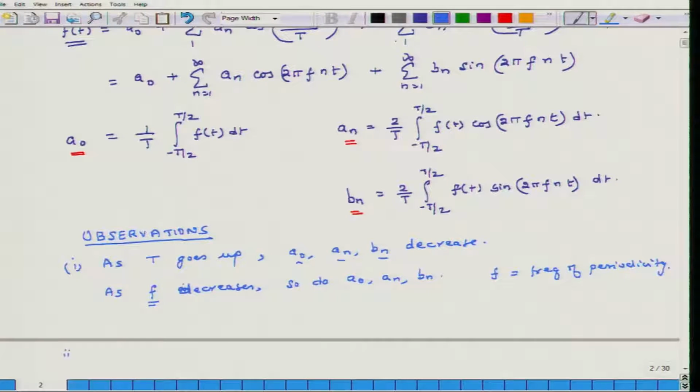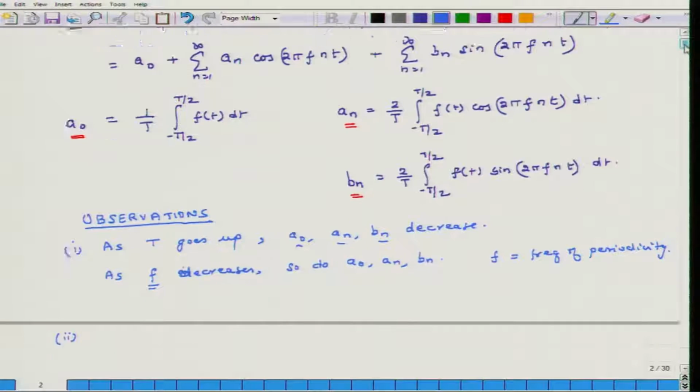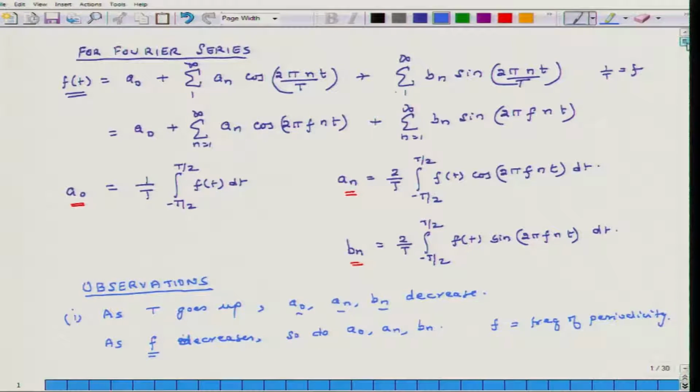The second thing to note is, let us look at f(t) and how I have expressed it. I have expressed it as A0 plus A1 cosine 2 pi f t plus A2 cosine 2 pi times 2 f t plus A3 cosine 2 pi times 3 f t and so on and so forth. Plus similarly we have a large number of terms in sines.